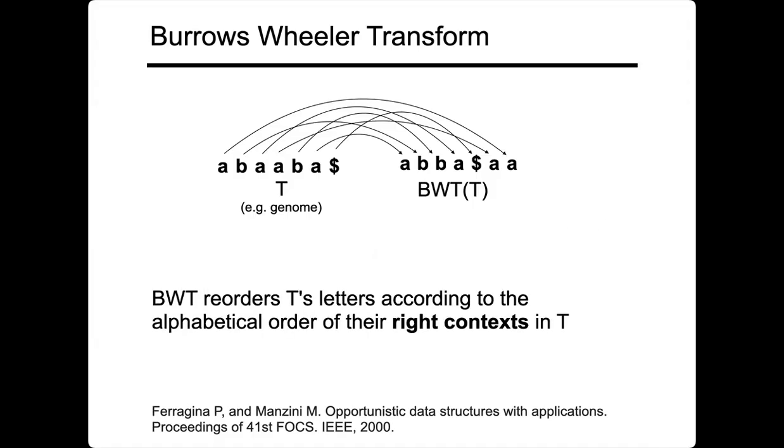Specifically, it puts them in order according to the alphabetical order of their right contexts. So if you take a letter and you look at what comes to the right, and just think about the alphabetical rank of that, that's what determines the new order that you put the letters in.